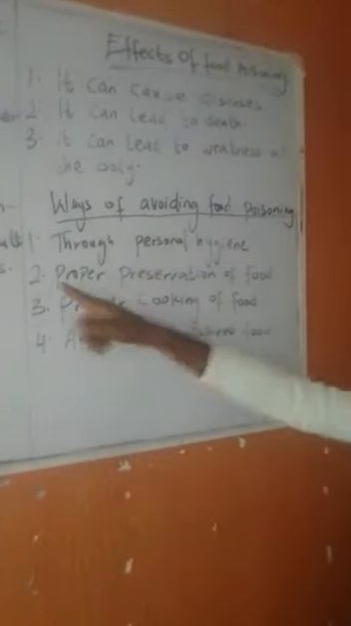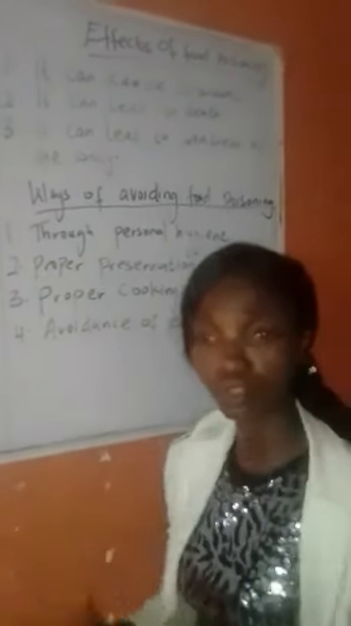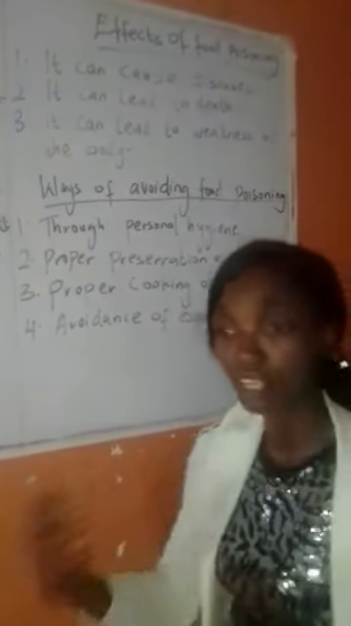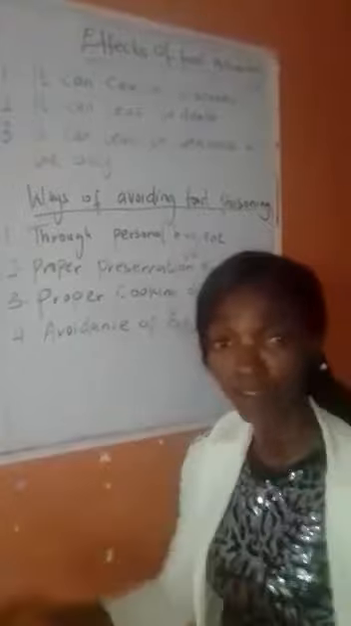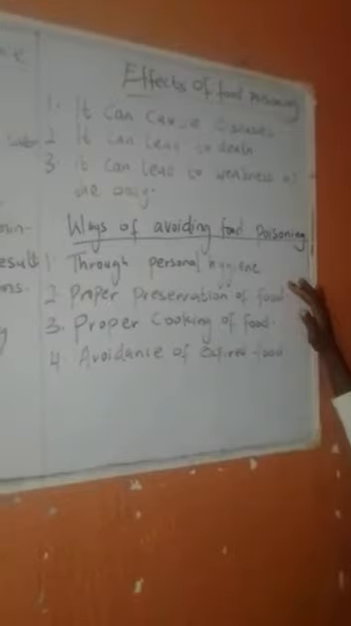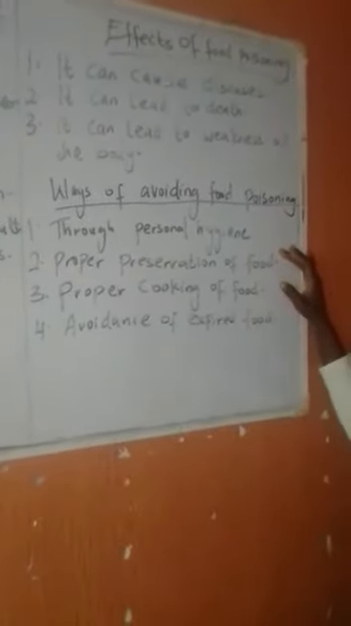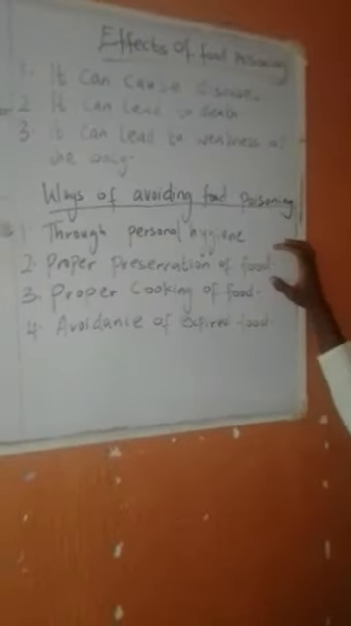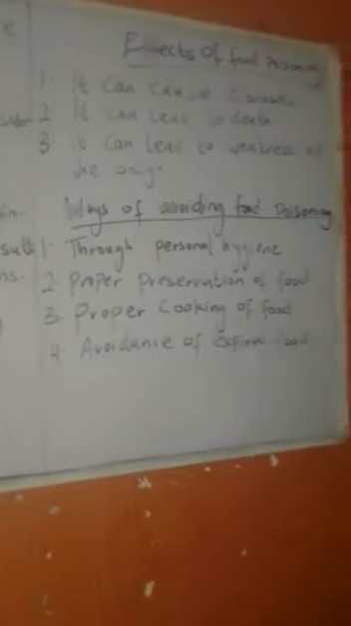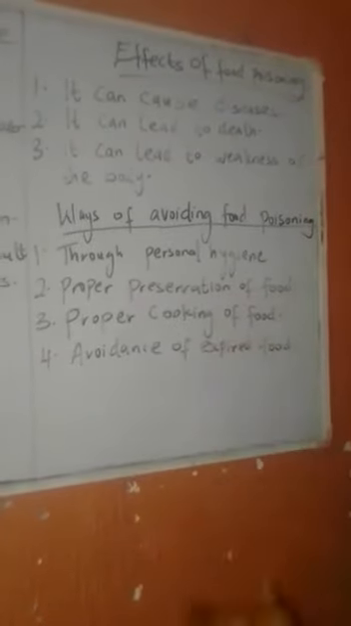And number 2, proper preservation of food. Before you start eating, food has to be properly preserved. You don't leave your food open and go about your way. Either you warm it or put it in your refrigerator, or there are so many processes by which we can preserve our food. When you leave it unpreserved, microorganisms will carry out their activities and make the food not fit for eating.